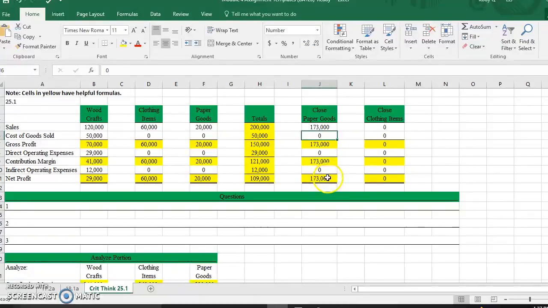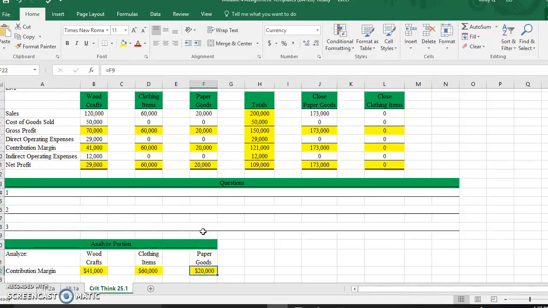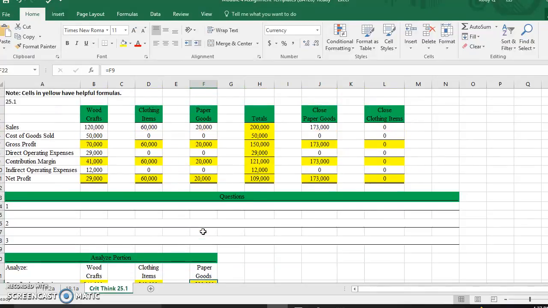So as you go through, if you close your paper goods department here, I'll give you a clue. That is basically going to be about $4,500. This one is going to be $28,000, your bottom line number. Then you'll go through, you're going to do your questions here, and then your analyze portion. I have built formulas in here to help you figure out all of that.